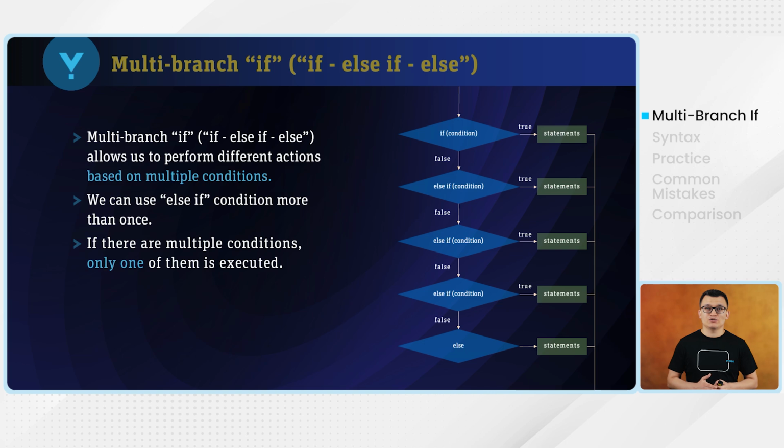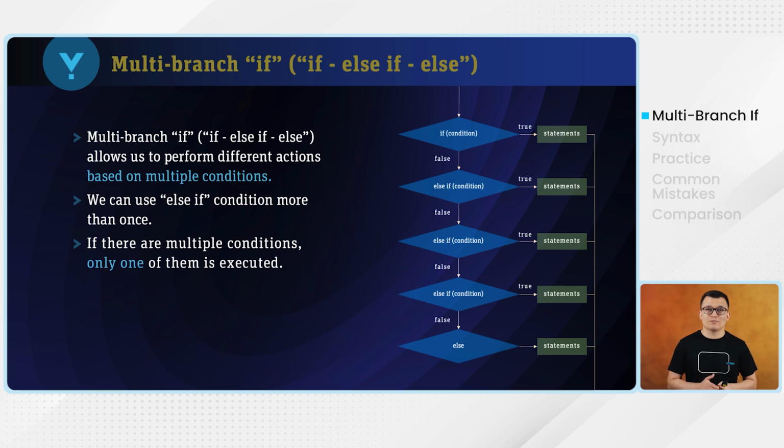But what if I need to create multiple conditions for multiple possible outputs? So if and else is known as double selection or a two-way conditional statement, and single if is a one-way conditional statement. But what if I need more than two conditions that need to be created for more than two possible outputs? Then I can use the multi-branch if. The multi-branch if allows us to create else if clauses, okay? It allows us to perform different actions based on multiple conditions.